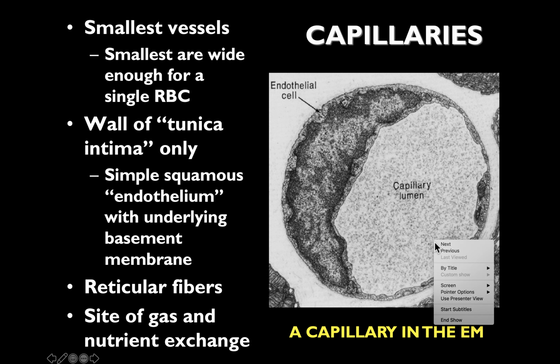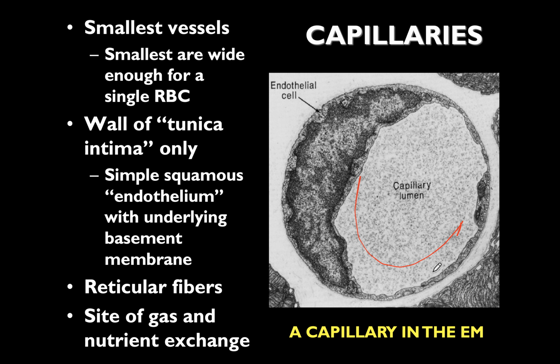We can see here one cell, and we can see this area between the cytoplasmic processes where we have adhesions. Inside here is the lumen of the capillary. Most of the time the capillaries consist of the tunica intima, the simple squamous epithelium, which is the endothelial cells, with the underlying basement membrane, and usually from outside we have reticular fiber.